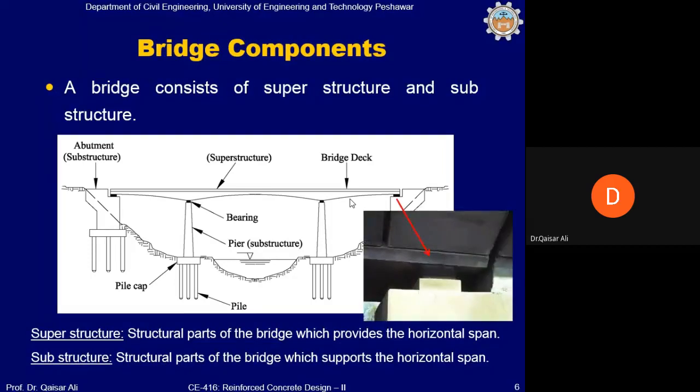This is a bearing plate which is provided beneath the girders in a bridge system and above the piers in order to take care of some vibrations and to avoid crushing of the pier and also of the bridge girders at that location.